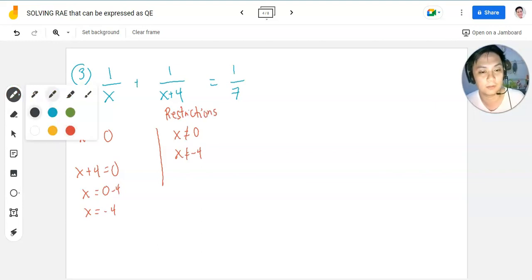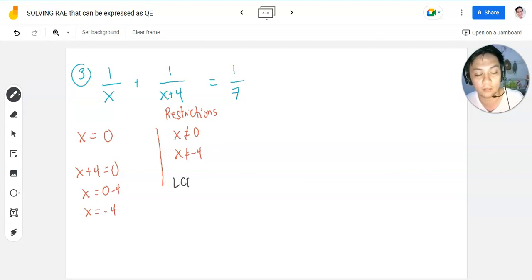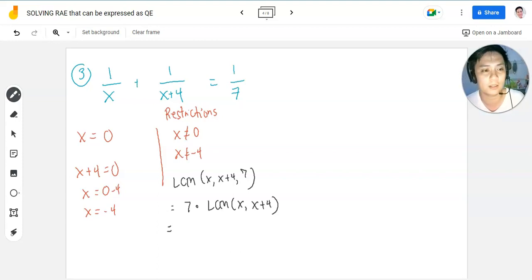And next step, let us get the LCM of the denominators x, x plus 4, and 7. Ayan. Okay, so, one of these denominators is a constant. Ibig sabihin, the LCM will just be equal to that constant multiplied by the LCM of those with variables, x and x plus 4. So, ibig sabihin ito, let us determine the LCM of x and x plus 4. But, ang x and x plus 4, okay, these are called prime polynomials.